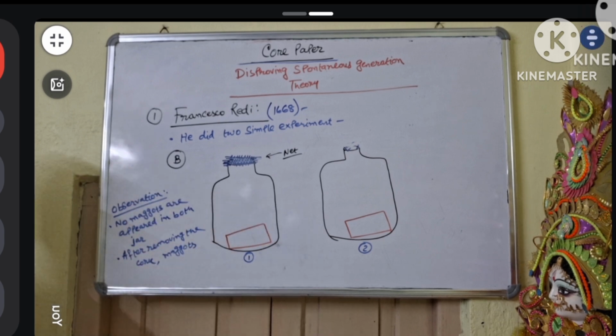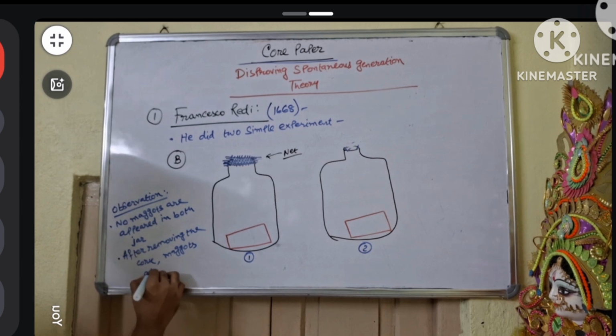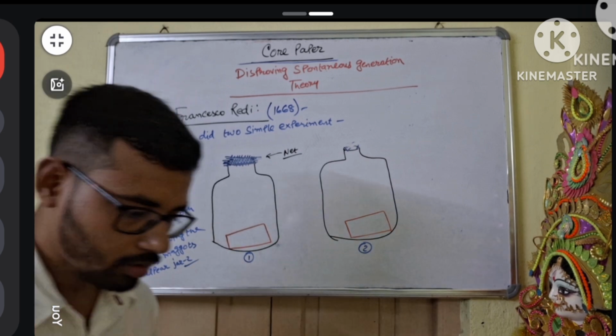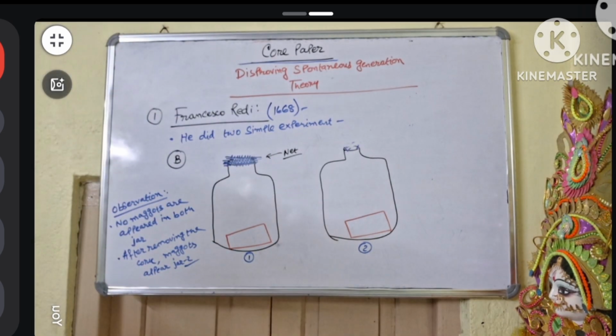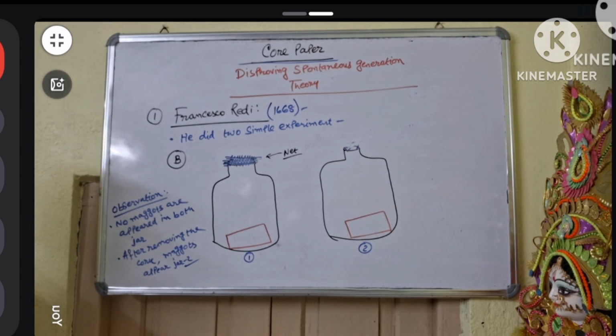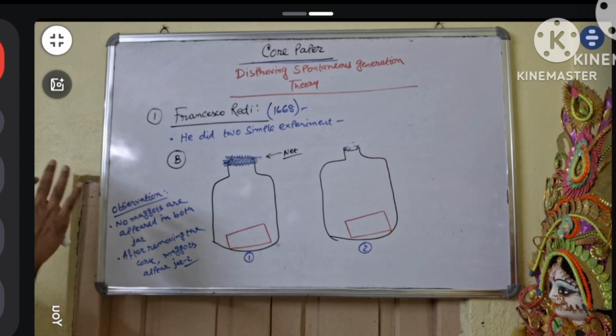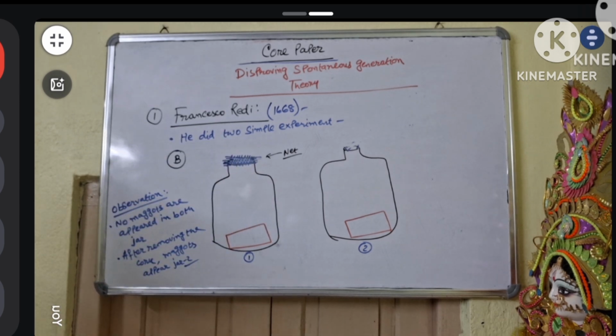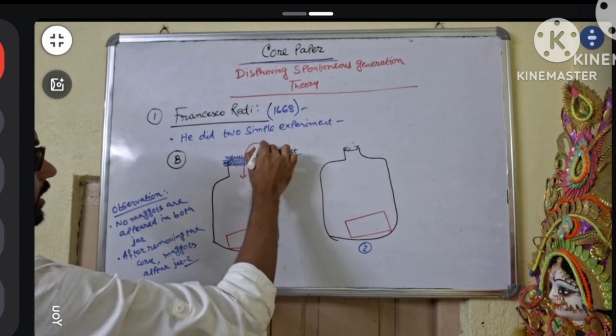So what can we say from this experiment? Why did critics oppose the first experiment, Experiment number 1 of Redi's? They questioned the vital force. That is air. Air is continuously in and out. It is a net, not a cork, not solid material. Net-like structure, so here air can pass easily.